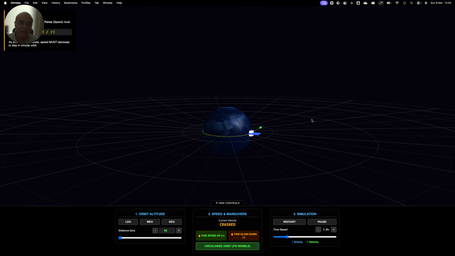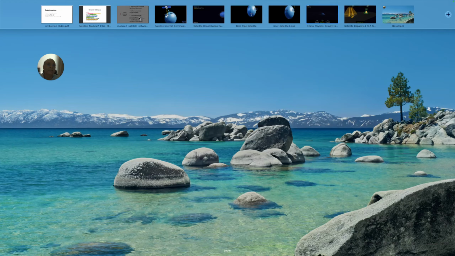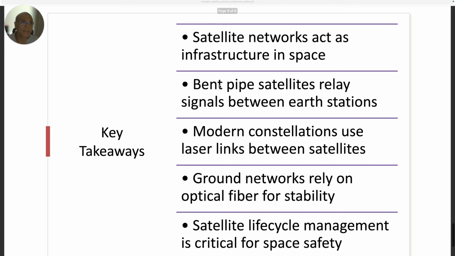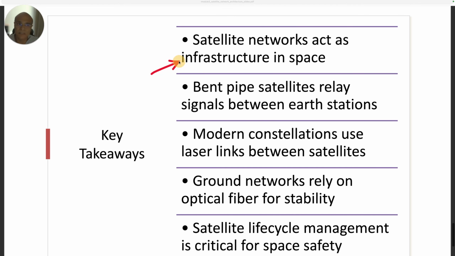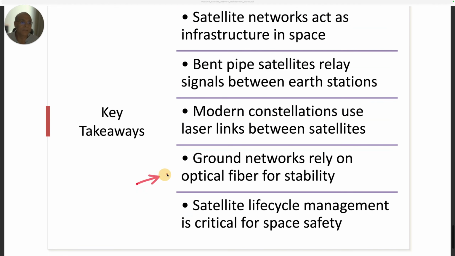So that's all, friends. The summary of this discussion, the key takeaways, are that satellite networks act as infrastructure in space. Bent pipe satellites relay signals between Earth stations. Modern constellations use laser links between satellites. Ground networks rely on optical fiber for stability. Satellite life cycle management is critical for space safety.